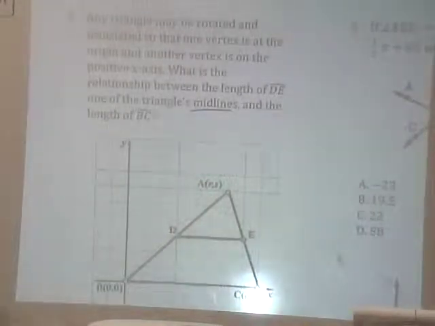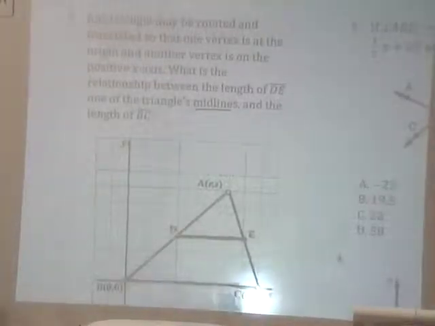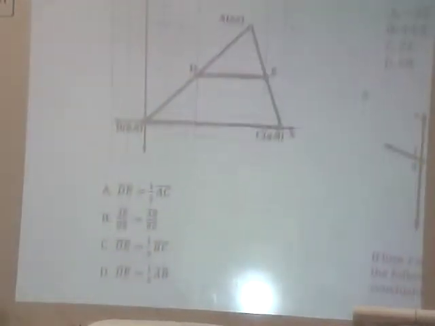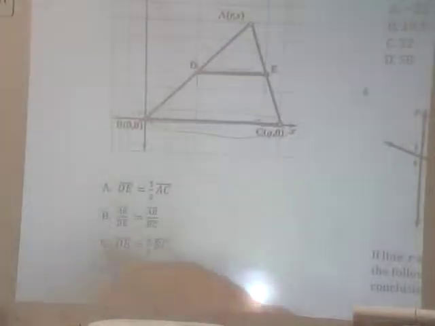Anybody know? What's the relationship between those two lines? DE is 1/2 of BC. Yes, DE is half of BC. So whatever this is, cut it in half, that'll be this length right here. So what answer would that be? C. I like it, good job.